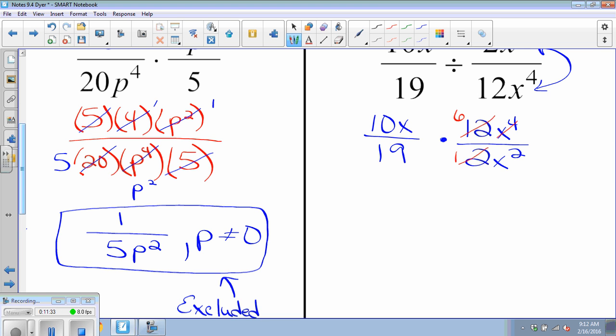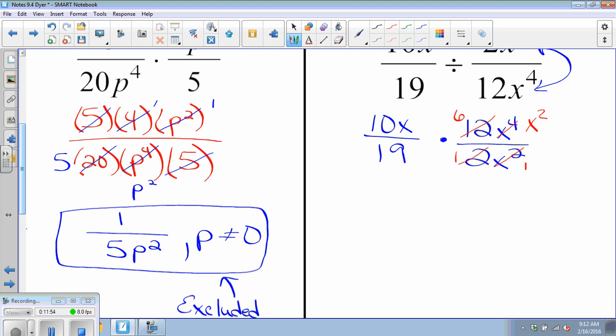And then x to the 4th and x squared. X to the 4th divided by x squared is x to the second power. It's x squared, right? Because 4 minus 2 is 2. And does my x squared go on top or bottom? Top, right? So this becomes x squared, and this just becomes 1.